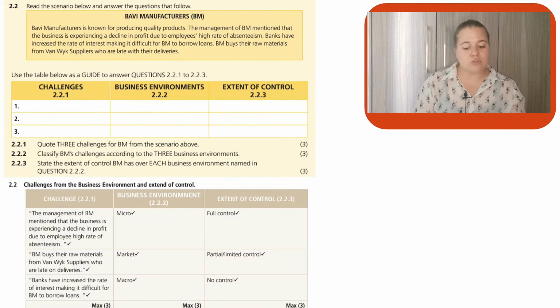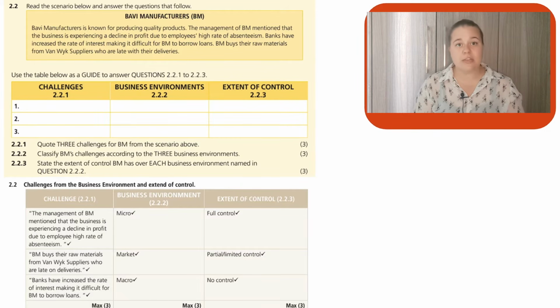Then the second one, I told you to underline the late suppliers. Okay, so they're late for their deliveries. That is our challenge, challenge number 2. And it fits under market. Remembering market, we have partial, limited, or less control. Then the last one, banks have increased the rate of the interest, making it difficult for BM to borrow loans. There we're looking at macro, because remember, if we're talking anything interest rate, we're talking the external environment. And because it's external environment, we have 0 control over that. Absolutely no control. So we're right there, no control.